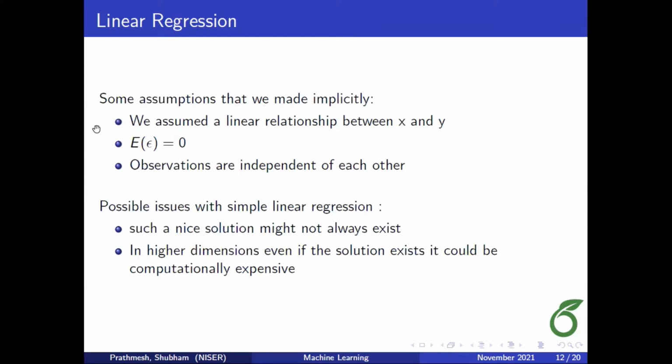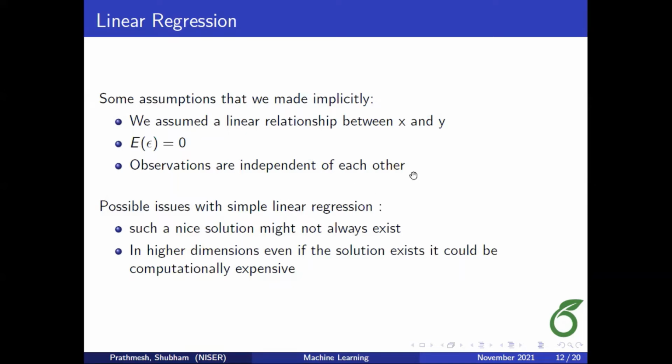Second is that we assume that the expectation of the error component is 0. So if the expectation or the mean of your error is not 0, then first you will need to adjust your data for this fact. And lastly, we assume that all our observations are independent. So x1, y1, the first observation that you make, does not have any effect on the upcoming observations, and so on and so forth. This is an implicit assumption that we made.